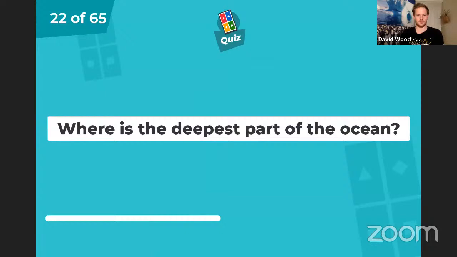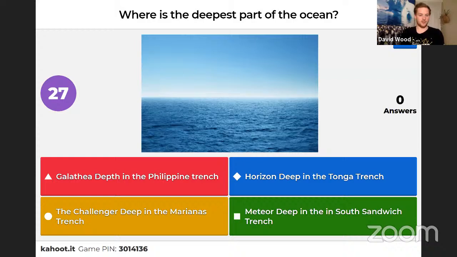Is it the Galathea Depth in the Philippine Trench, the Horizon Deep in the Tonga Trench, the Challenger Deep in the Marianas Trench, or the Meteor Deep in the South Sandwich Trench? South Sandwich Islands, the Tonga Trench, the Philippine Trench, or the Marianas Trench? What is the deepest part of our ocean?